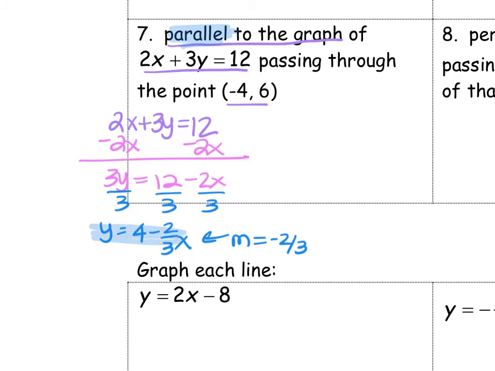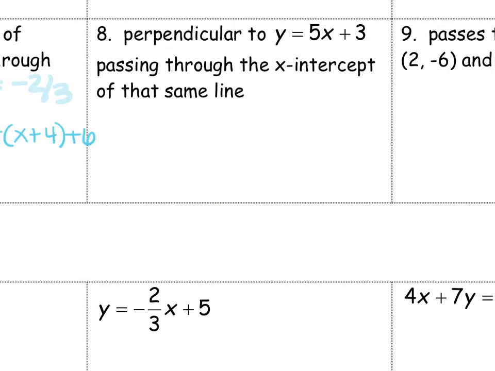So that means I want to write an equation with a slope of -2/3 passing through that (-4, 6) point. When I know a point and a slope, I will write the equation in point-slope form. y is equal to -2/3, parentheses x, always the opposite of the sign, so plus 4, and then true to the y-coordinate, plus 6.